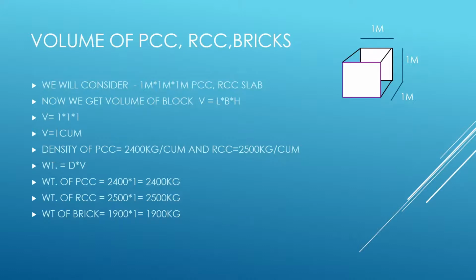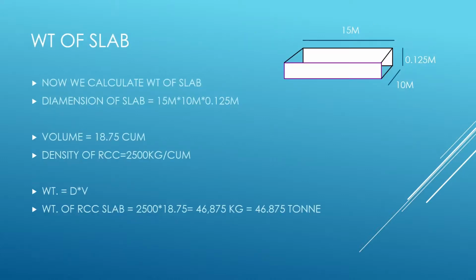Now put these values in that formula, and we get the weight of PCC as 2400 kg per cubic meter, the weight of RCC as 2500 kg, and the weight of bricks as 1900 kg per cubic meter. Now we can also calculate the weight of a slab.